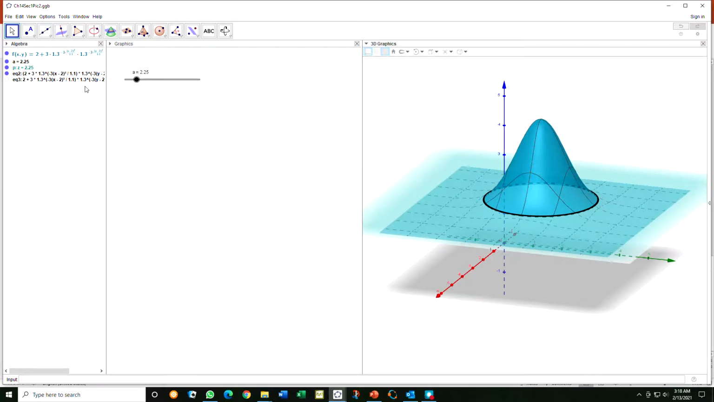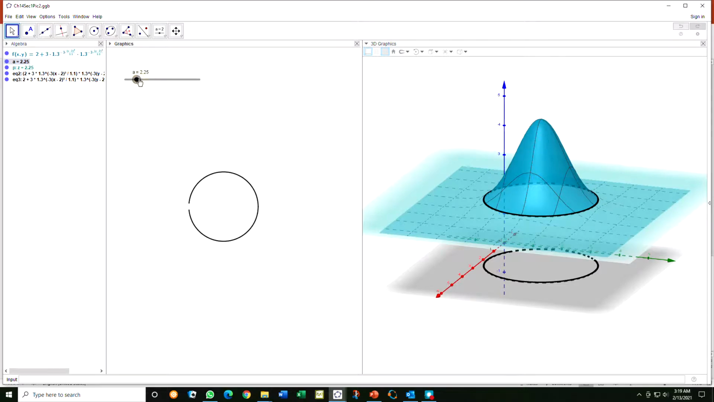Now, what else can we do? Well, I can show that curve over here. So basically, at z equals 2.25, what that shape looks like, I have already shown you that it's a circle. Now, why is it not drawing a full circle? I have no idea.